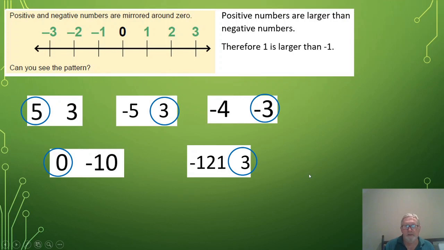The further to the right, the higher up on a vertical number line, the larger the number. And that is definitely an understanding of positive and negative numbers that you need to remember.